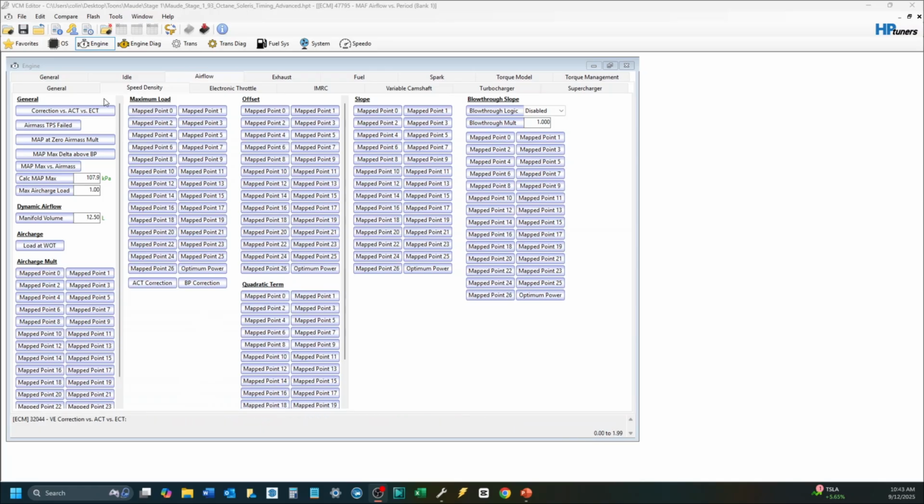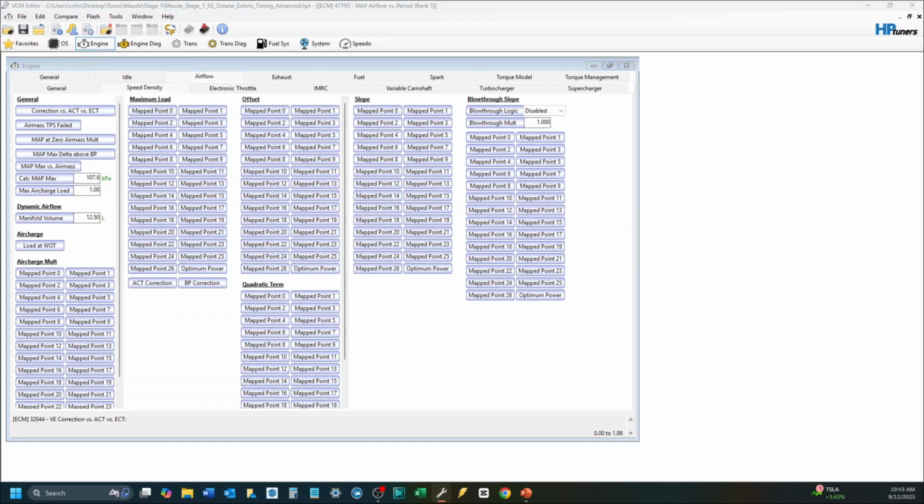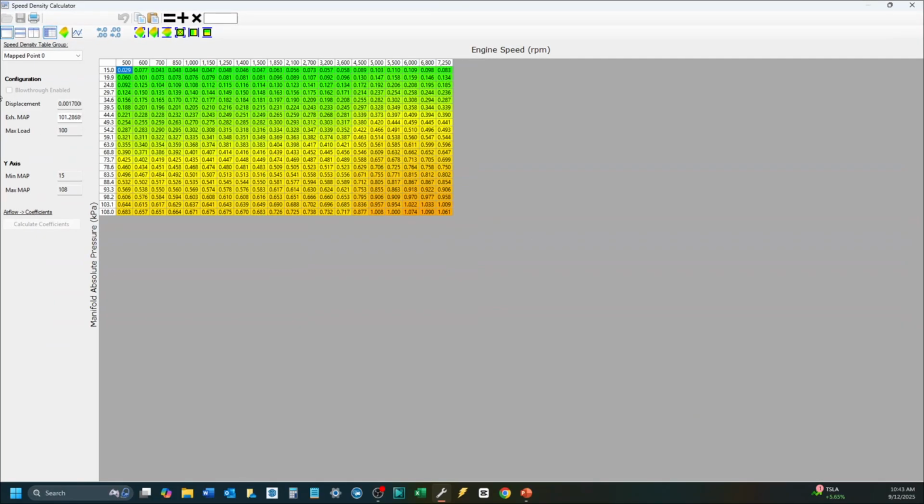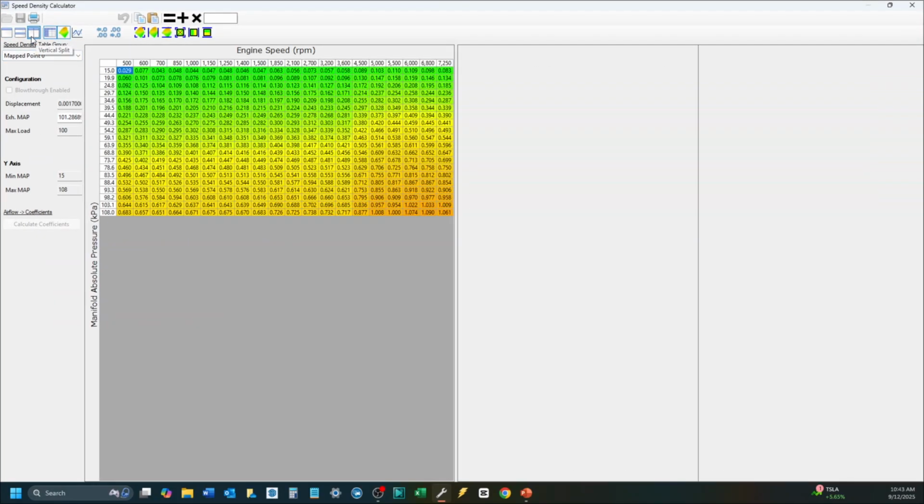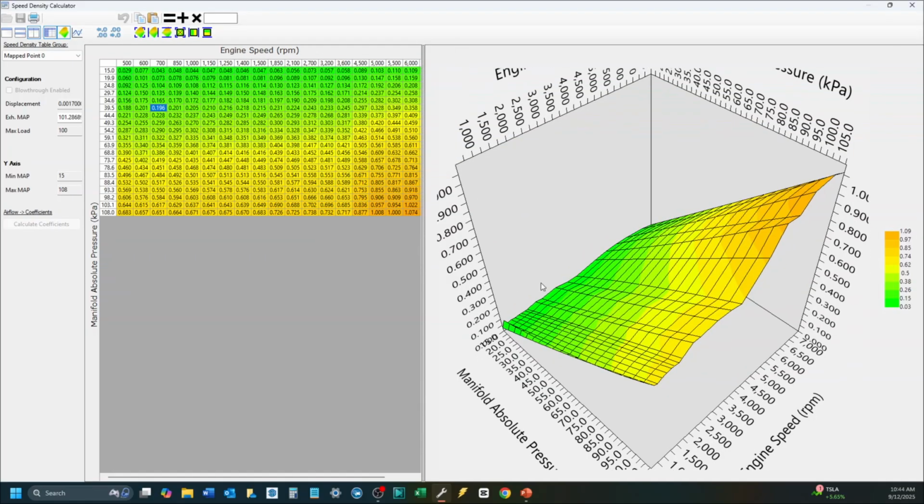What you're really looking for is if you go up to edit, and you go to the speed density calculator. HP Tuners has given you this amazing tool, and we can again go to a double view here, and we can look at these values on this table, and I see here I have a whole bunch of MAP points.